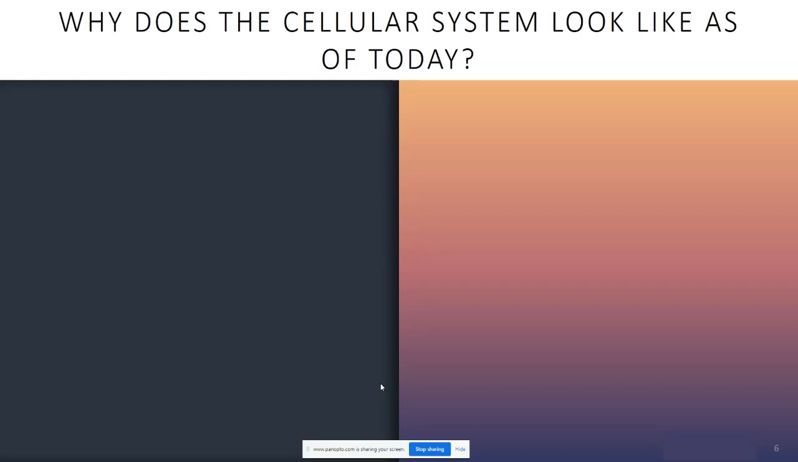Okay, so let's move on to our second question. How does, or why does, the cellular system look like as of today? A cellular radio system is actually your mobile phone and communication system that you use almost every day. We can't live without our mobile phone or smartphone.